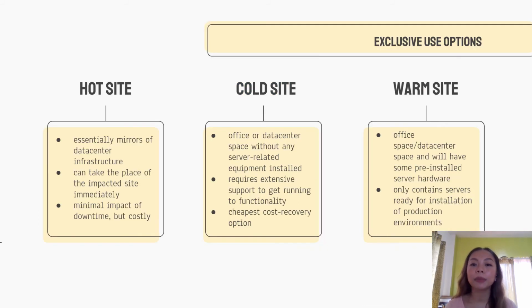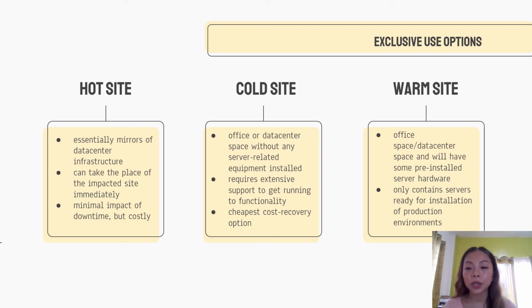Exclusive use options can be a hot site, a cold site, or a warm site. A hot site is essentially a mirror of the current data center, which can be an immediate replacement for the impacted site. However, it may be a bit costly. On the other hand, a cold site does not have any server-related equipment pre-installed in the alternate site, and this is cost-effective, but it will take some time to get up. Lastly, the midpoint between the two sites is a warm site, which has some pre-installed server hardware, and it's ready for installation of the production environment.